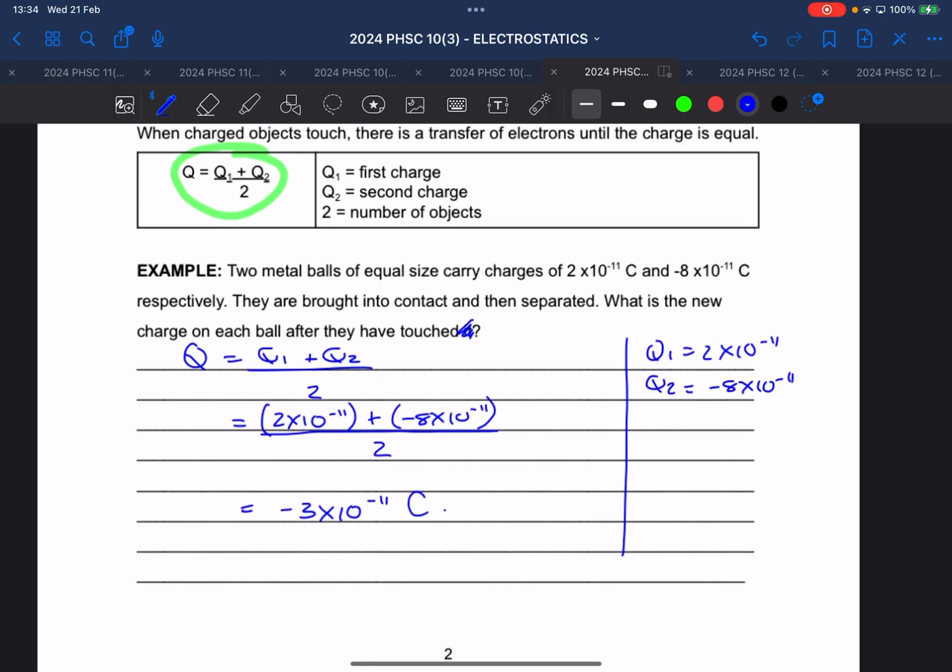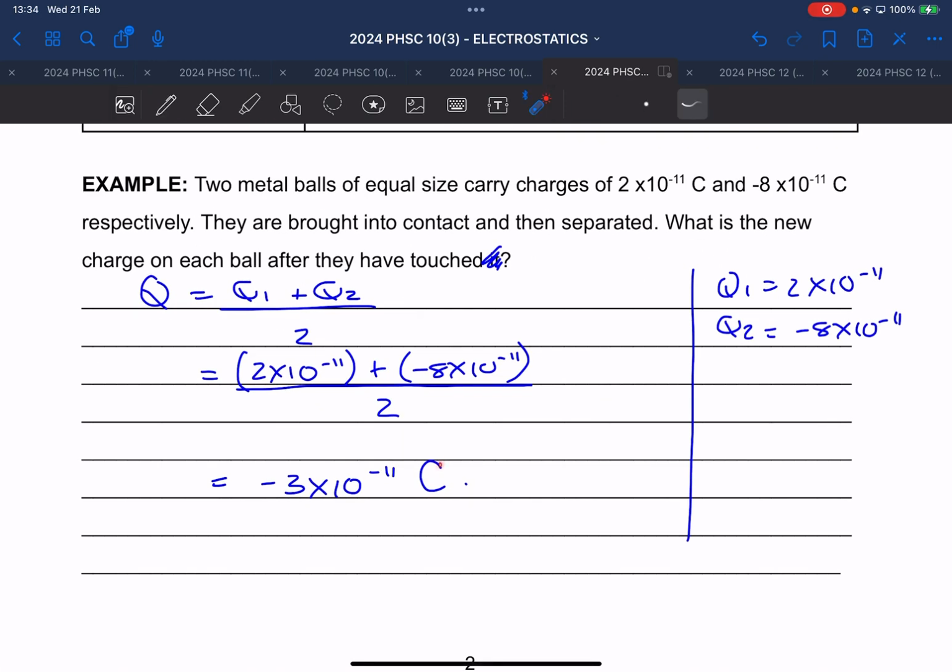Sharp, sharp? Alright, and remember to put in the coulomb.